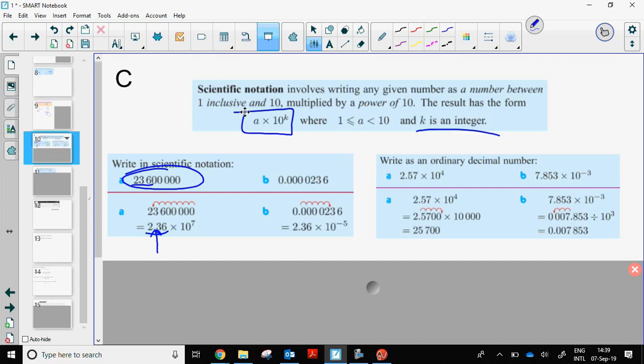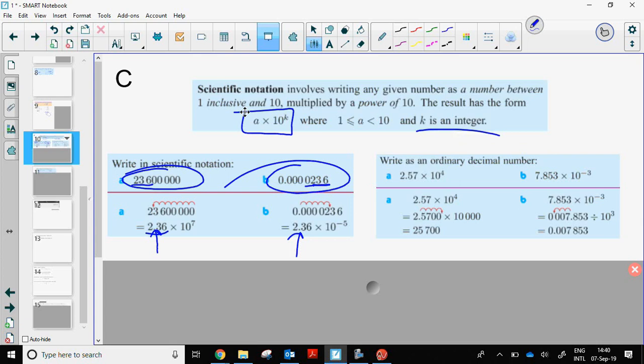In our second example, we have a very small number. Again, it's 2.36, right? We see that right there. But in this case, that decimal point needs to move 5 places to the left to get that original number. So it's 2.36 times 10 to the negative 5.